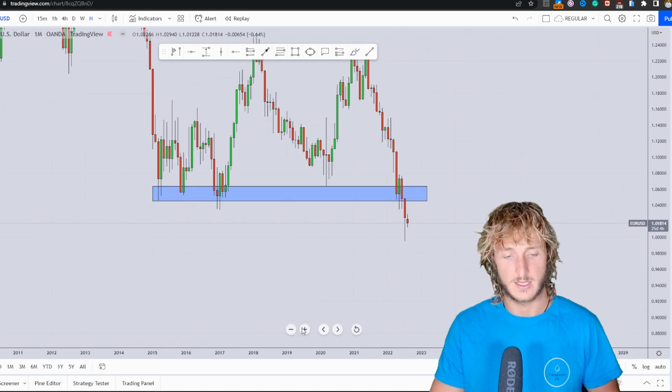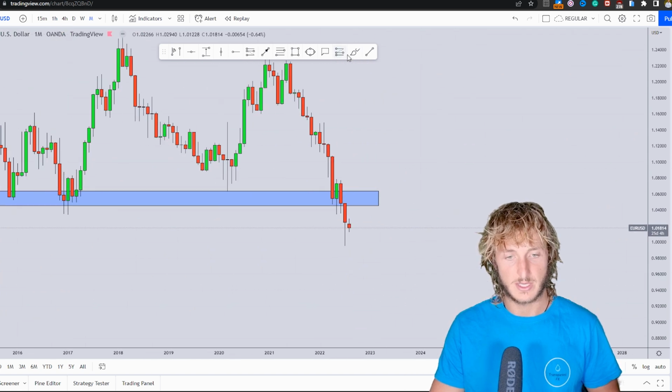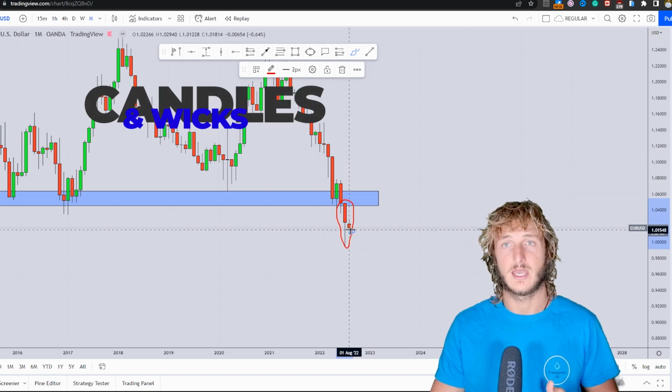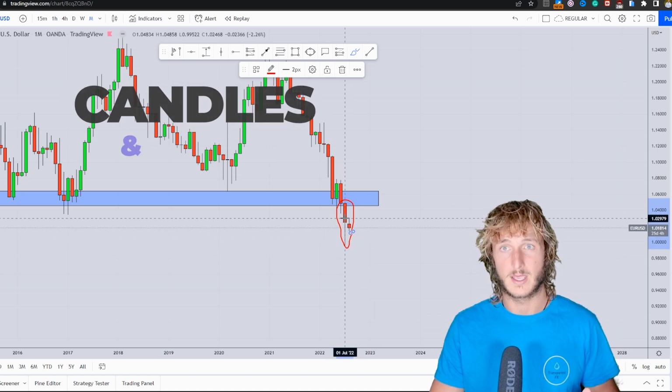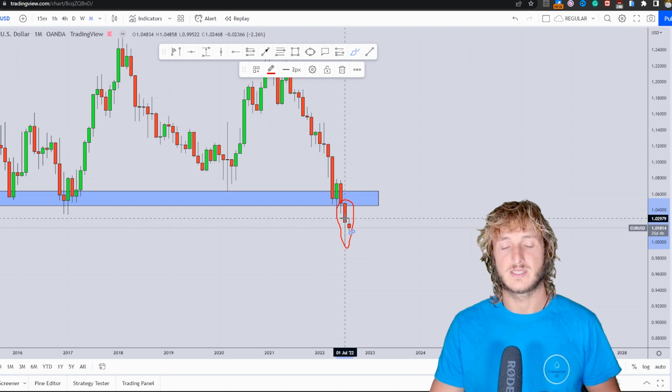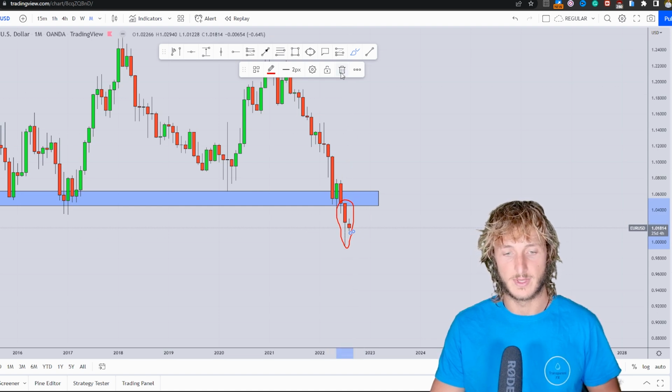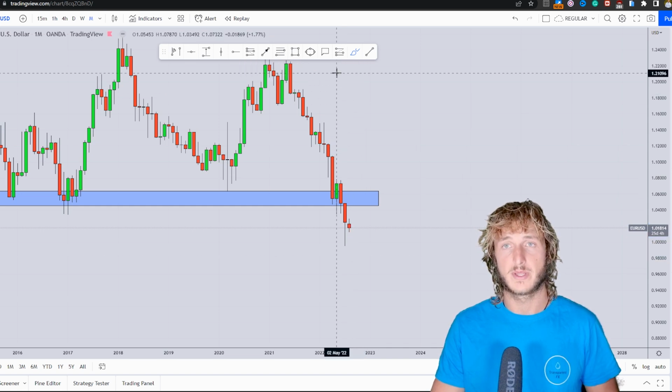But not only that, we can also notice how the last monthly candle just created this pattern here. Now, usually when you see a candle like this with a very long wick and a red body, you usually expect the next candle to fill in the wick and create more bearish continuation. So from a monthly perspective, everything seems very bearish.